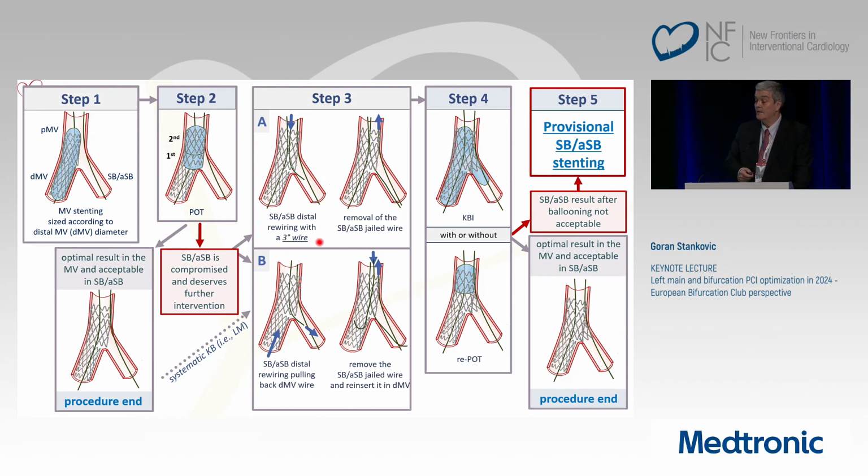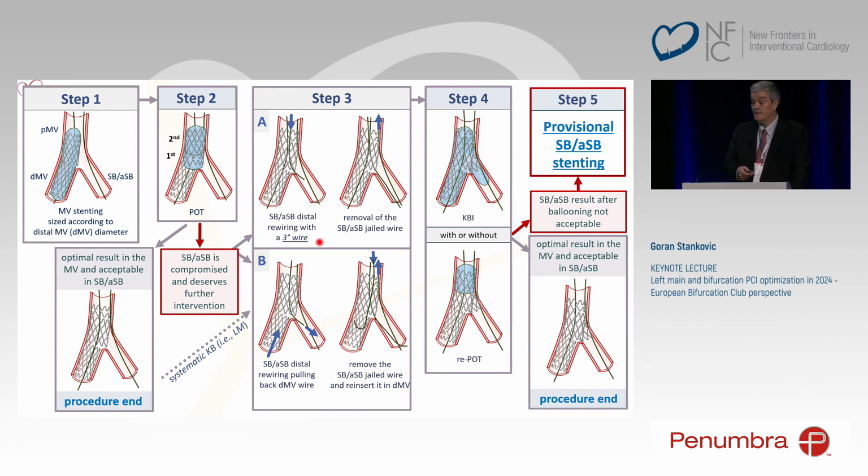Step number 1 is crossover stenting, selecting the stent according to the distal main vessel diameter, and step number 2 is POT. After that, we evaluate the result, and if the result is good, for most bifurcations, available evidence says we can stop at this point. We don't need to proceed.